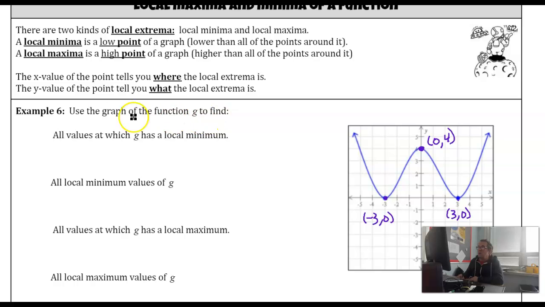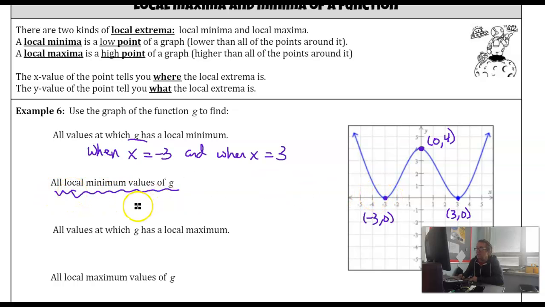So we're going to use the graph of the function to find all values at which f has a local minimum. It has a local minimum, I'd say, when x equals -3 and when x equals +3. That's where they happen. But if I were to say, what are all the local minimum values of g, in this case the local minimums are 0. I would say they're 0 because that's the y value of this point and that's the y value of this point.